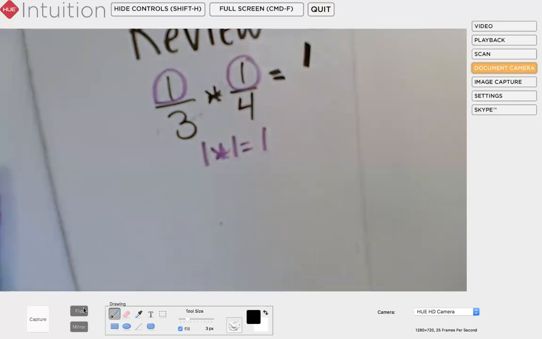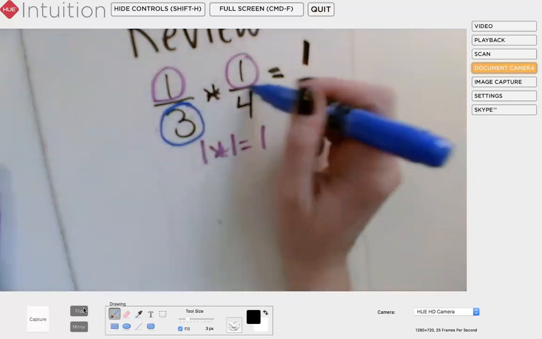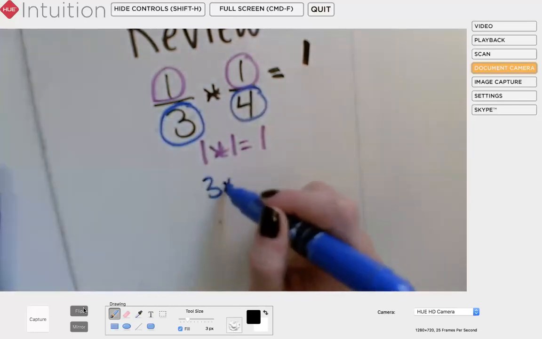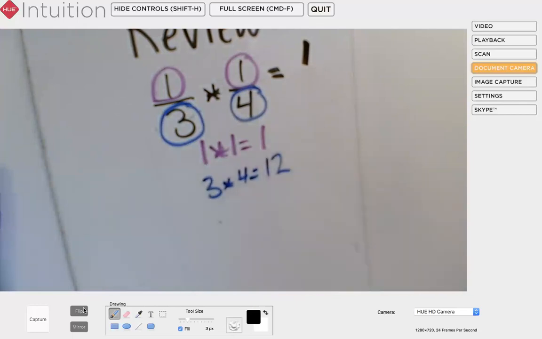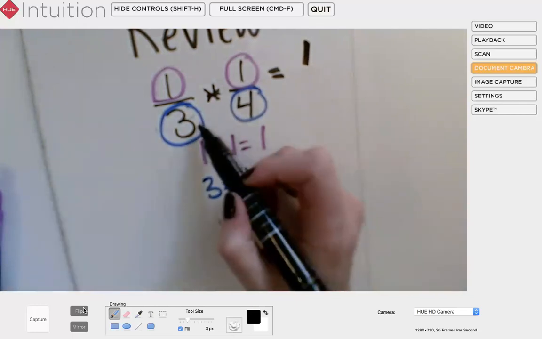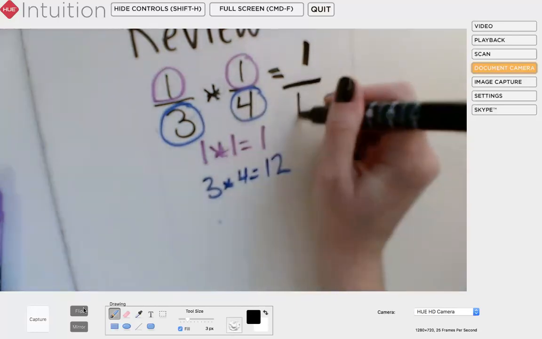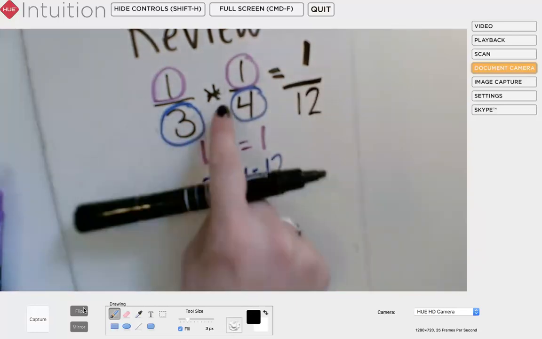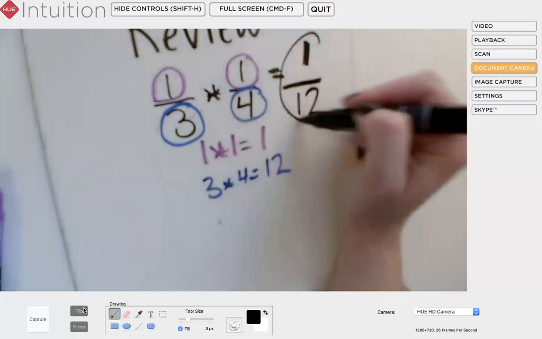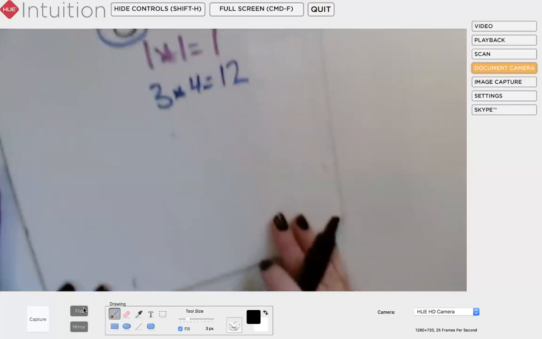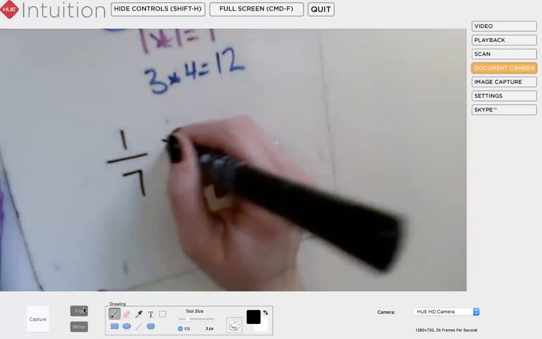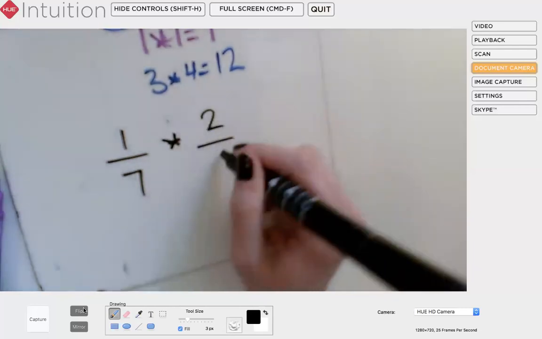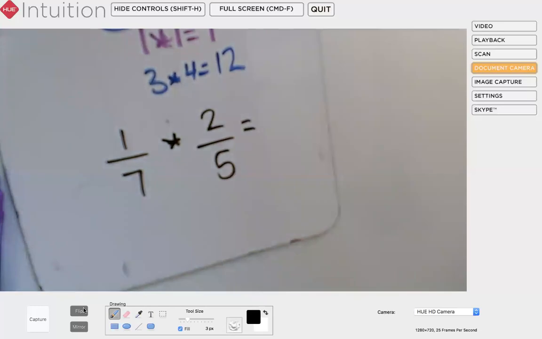Next, I want to multiply my denominators. Here we have 3 times 4. Well, I know 3 times 4 is 12. So here I can put 3 times 4 equals 12. So 1/3 times 1/4 gives me 1/12. Let's see if you can try this one. 1/7 times 2/5. Take a second and see if you can try that for me.